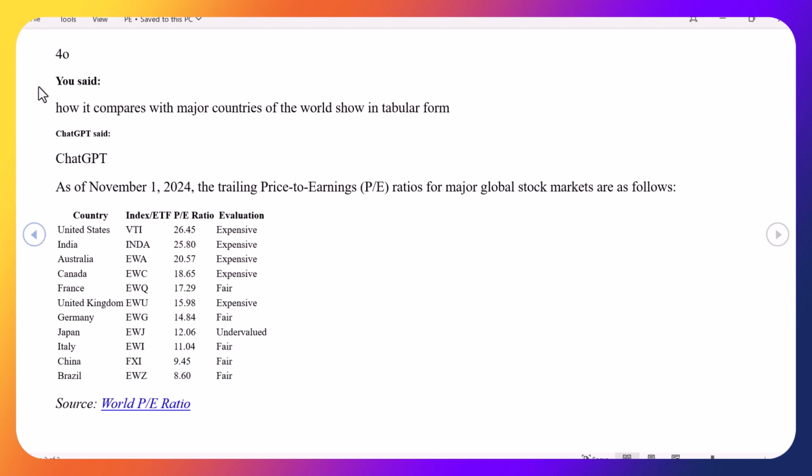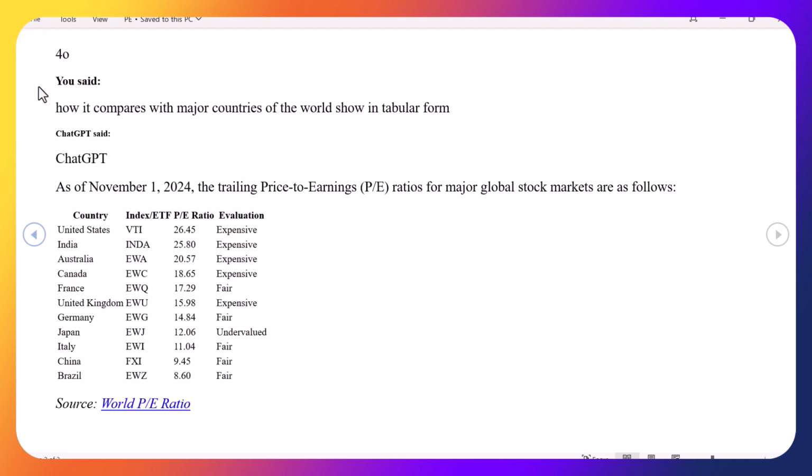So out of all these markets, which market should you be putting your money in? Suppose you have to make a choice and you can put money in any market, which market would you pick? Anyone? The ones that are evaluated as fair. No, basically the indicator should be undervalued. So Japan looks to be the best market today.